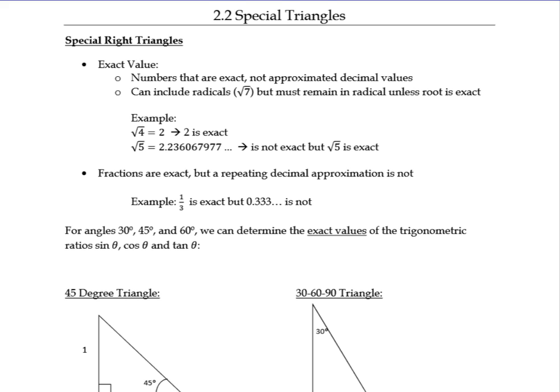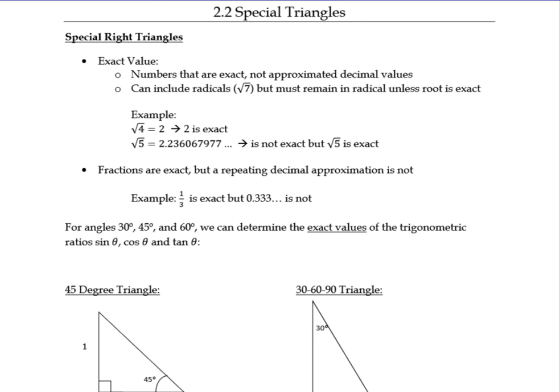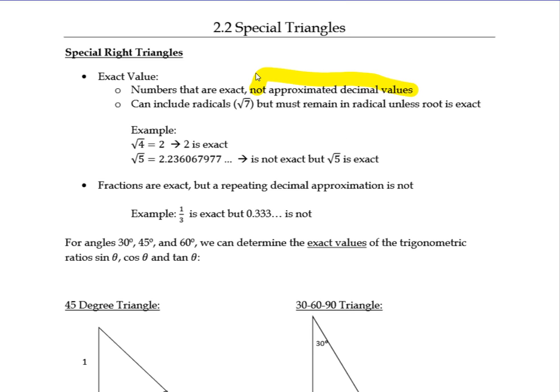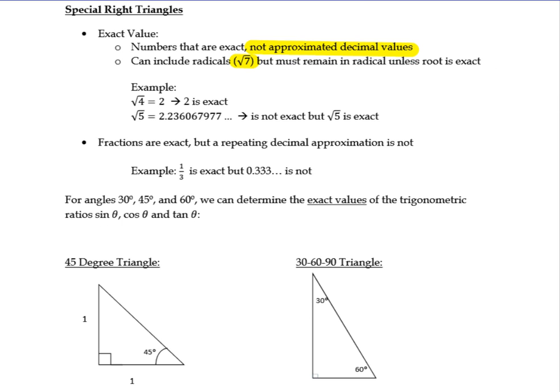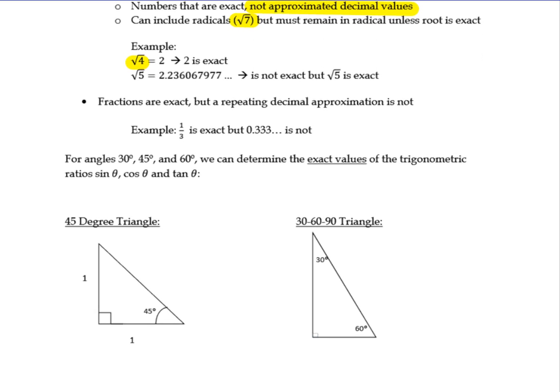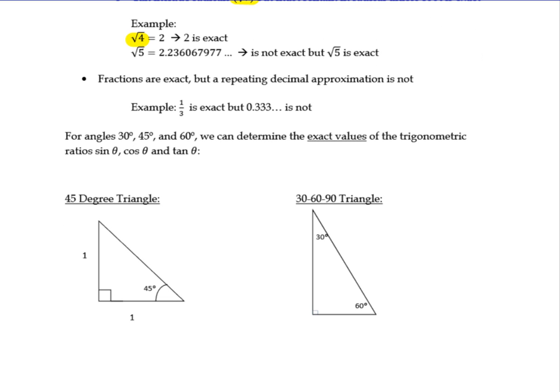Okay, so we've already talked about exact values. Exact values are not approximated decimals, right? So root 7, you would leave it as root 7 because you don't want to approximate it. The only way you would take a root and make an exact value is if it's a perfect square. So root 4, you would write as 2 because that's an exact value. Root 5, you would just leave as root 5 because it's not a perfect square, right? Makes sense? That's review from grade 10 and 11.